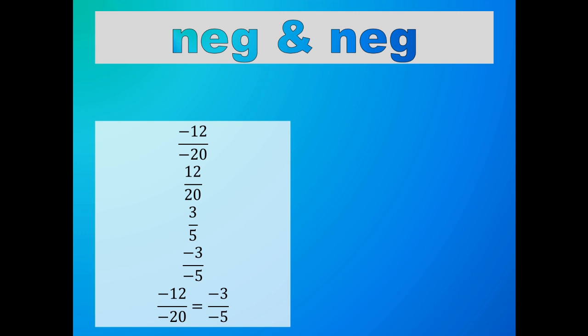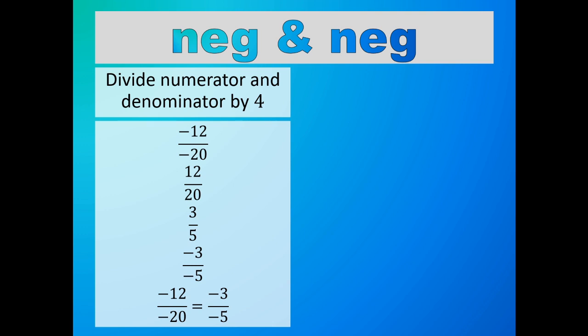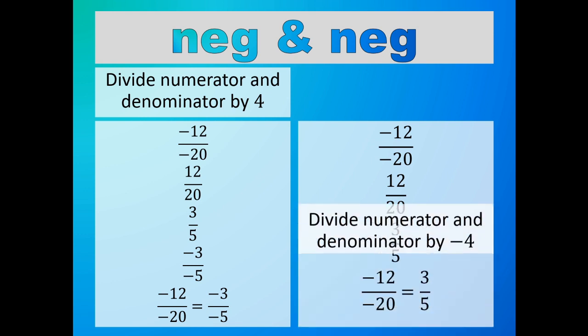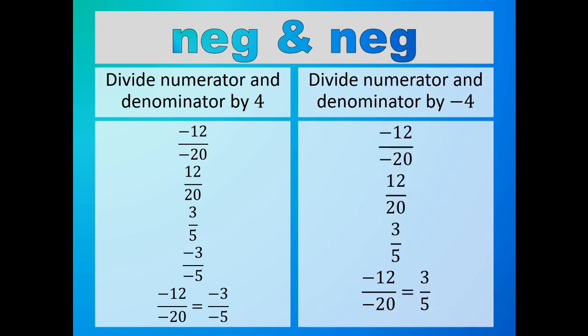And so we end up with negative 12 divided by negative 20 is equal to negative 3 divided by negative 5. Now how could we have gone directly from negative 12 divided by negative 20 to negative 3 divided by negative 5? Well, we could have divided both the numerator and denominator by positive 4. Now I rewrote the first 3 steps from the left-hand column. And we end up with negative 12 divided by negative 20 is equal to 3/5. Now how could I have gone directly from negative 12 divided by negative 20 to 3/5? Well, I could have divided both the numerator and denominator by negative 4. Therefore, for both of these cases, this idea of simplifying fractions still holds true.